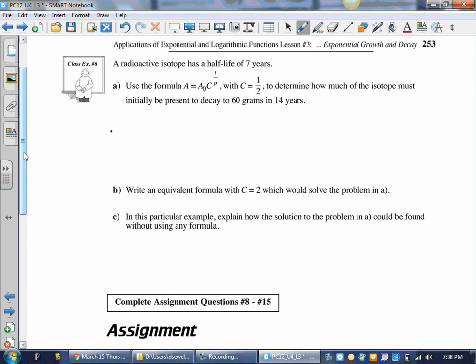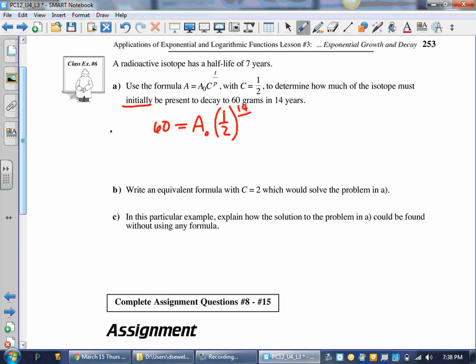So this one says, okay, use the formula. I don't even use that formula. I just know what I have to determine: how much of the isotope must initially be present. I don't know how much I have initially, but I'm going to decay to 60 grams. So that's my final. I don't know how much there is. I can put A0 for the beginning. And I know that I have a half-life. And it's going to happen in 14 years. That's the length of time I have.